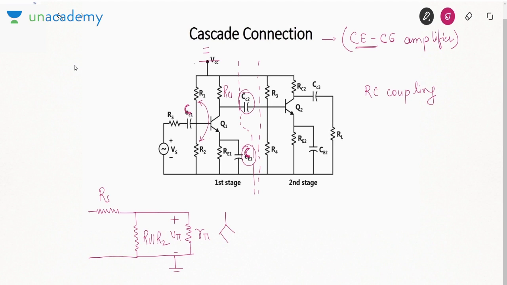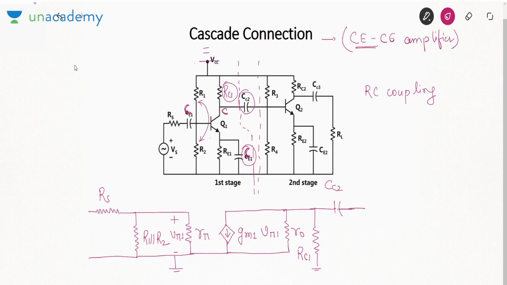Then we will have a current source. This current source will be GM1 V pi 1, with 1 because it is the first transistor. Then it will be in parallel with R0. Then due to this ground, RC1 will be connected between collector and ground. This is your RC1. Then there is this coupling capacitor, I am showing it separately, CC2.